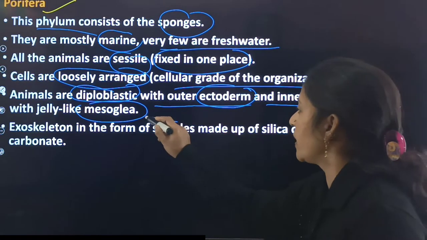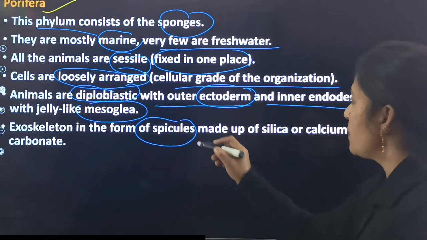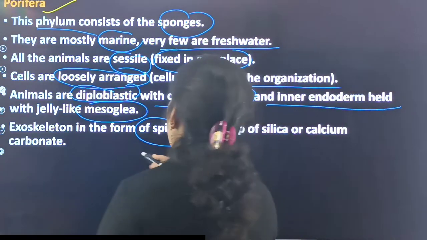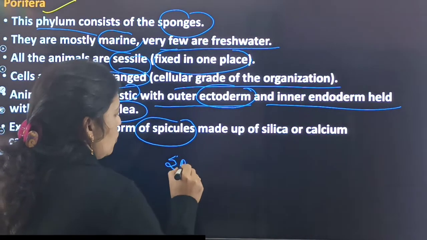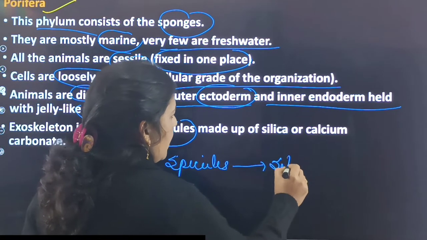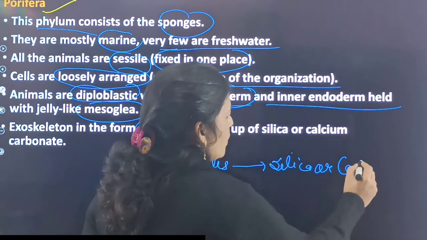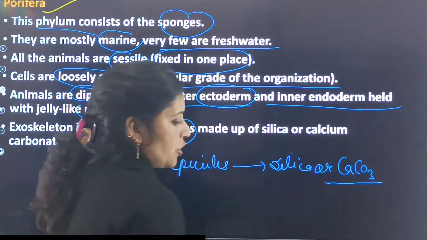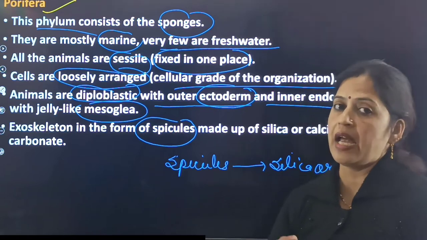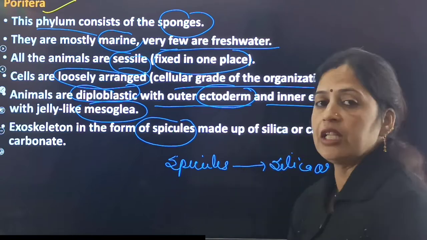The exoskeleton is in the form of spicules, and these spicules are made up of either silica or calcium carbonate.